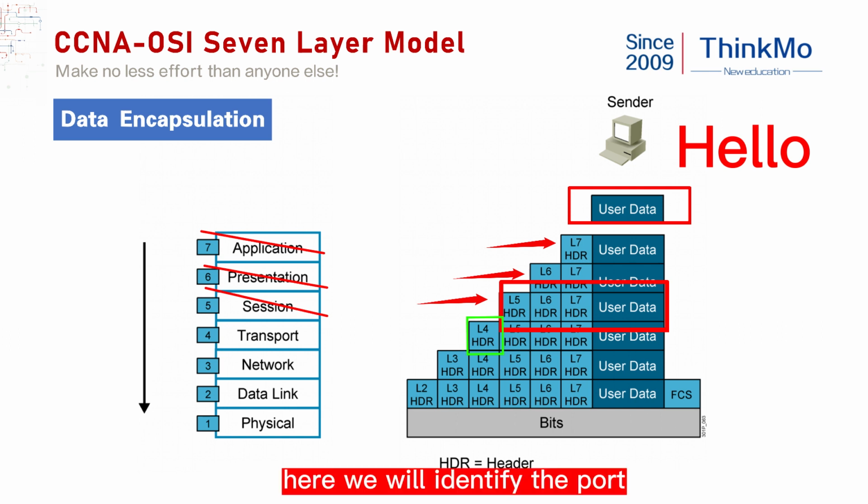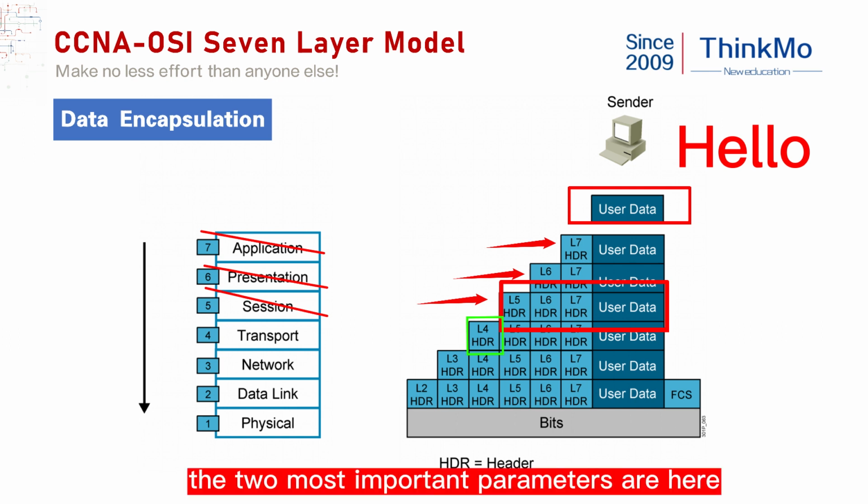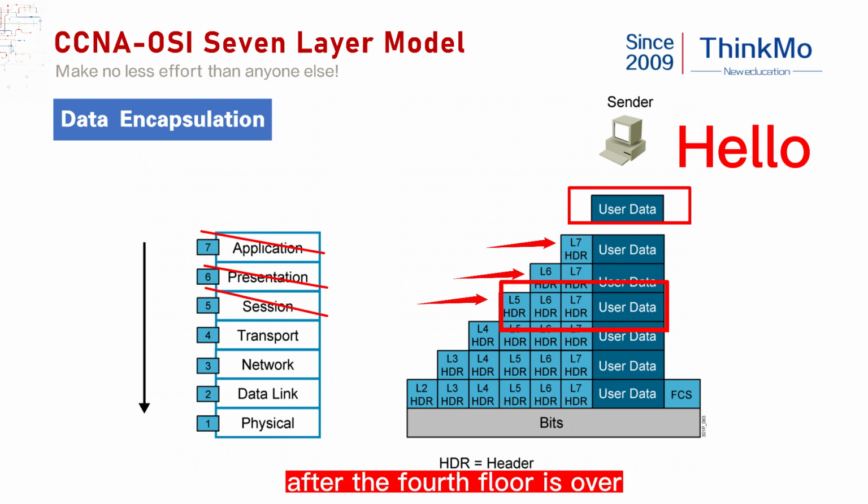Here we will identify the port. We will identify the original port and the destination port. The two most important parameters are here. After the fourth layer is over, our data has become even fatter.